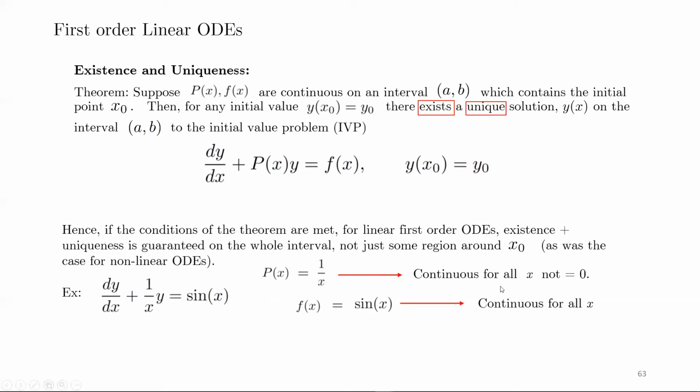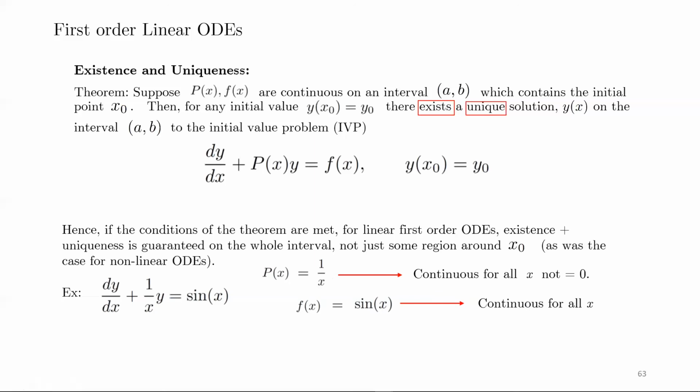Okay? So it's continuous for all x that are not equal to 0. Maybe this is a little clumsy way of saying it's not continuous at x equals 0, but it is everywhere else. Sine of x, no problems, right? Sine of x is always continuous for any value of x you plug into sine of x.